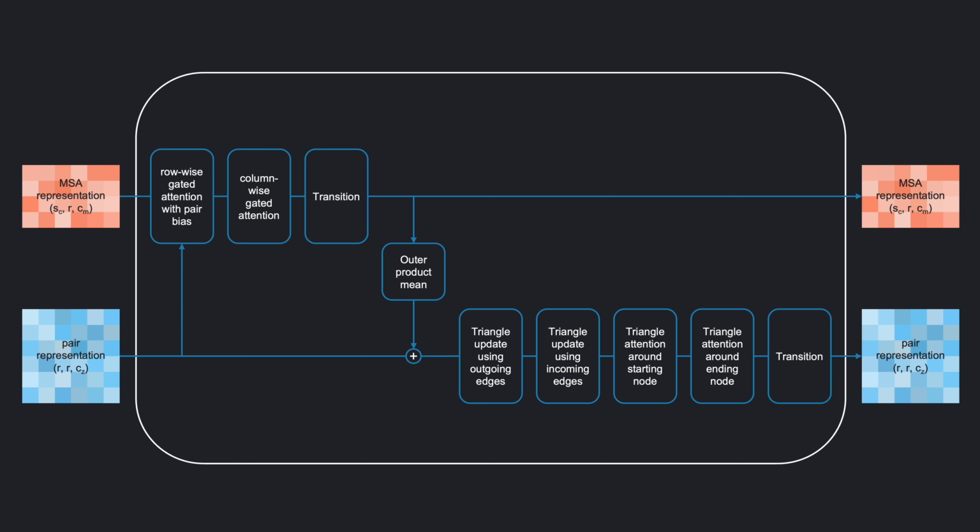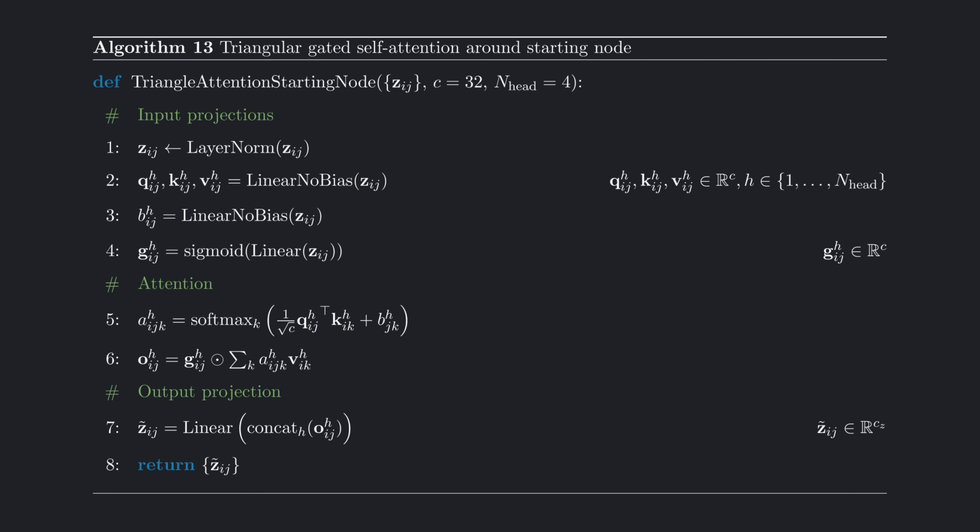After the multiplicative updates, the next part of the pair stack is attention, around the starting node and around the ending node, which basically means using outgoing edges and using incoming edges again. Looking at the code for attention around the starting node, this is simply row-wise attention using the pair representation itself as the bias. In line 3, we can see how we're using the same trick we used earlier to turn the channel dimension into the number of heads dimension for the bias.